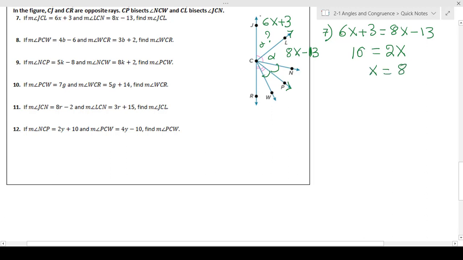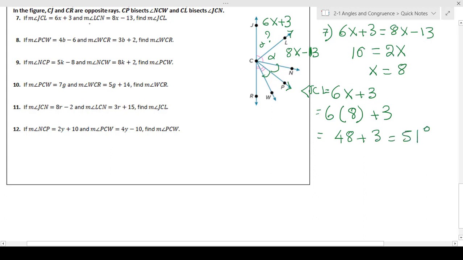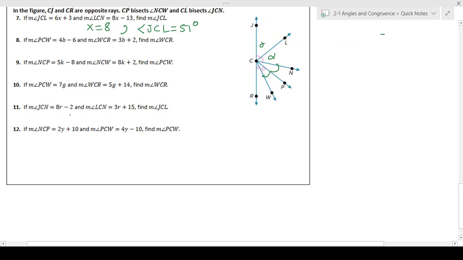He wants to find angle JCL. Angle JCL equals 6x plus 3. So this is equal to 6 multiplied by 8 plus 3. And this is equal to 48 plus 3, which is equal to 51. I'm going to write what we want here: x equals 8 and angle JCL equals 51 degrees.